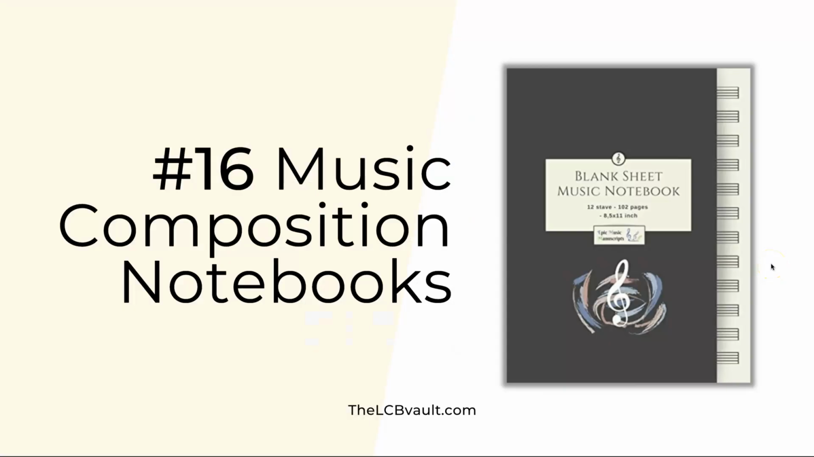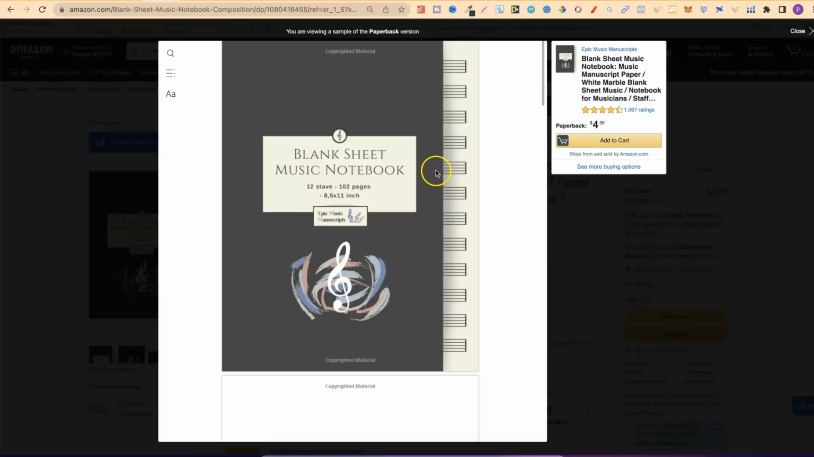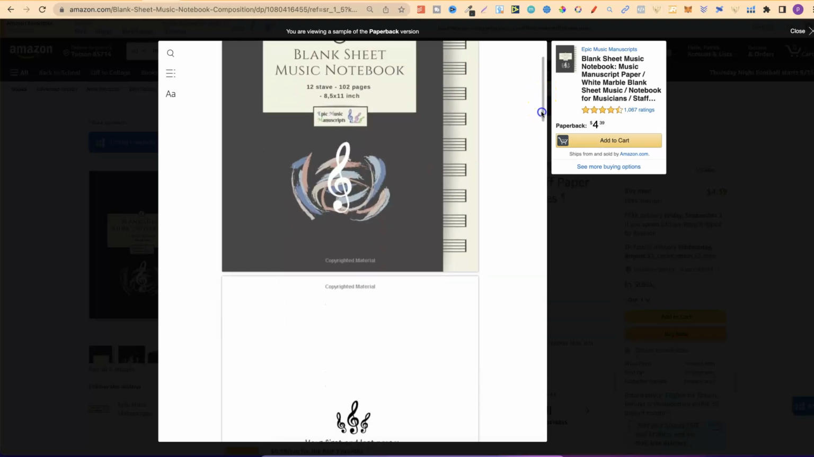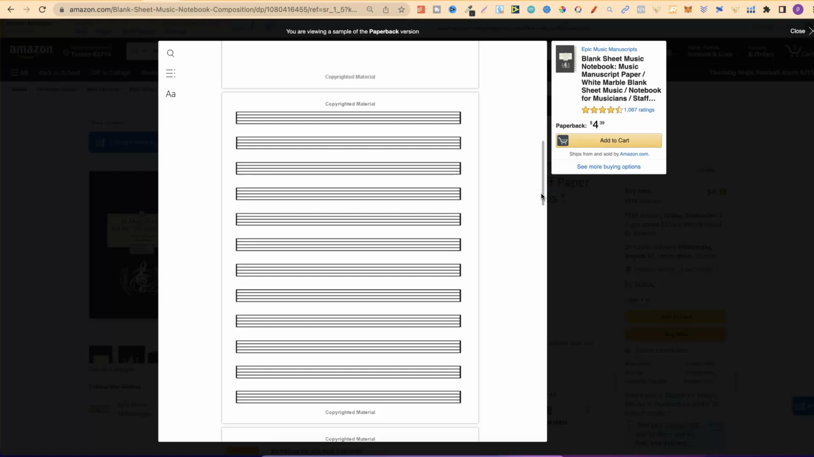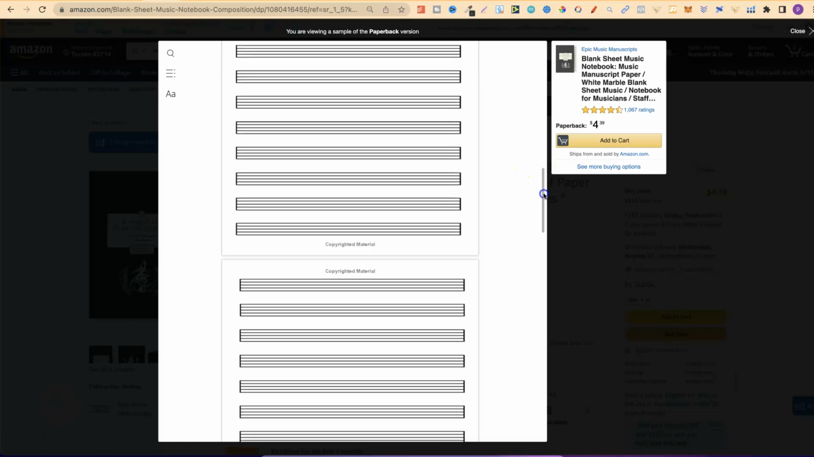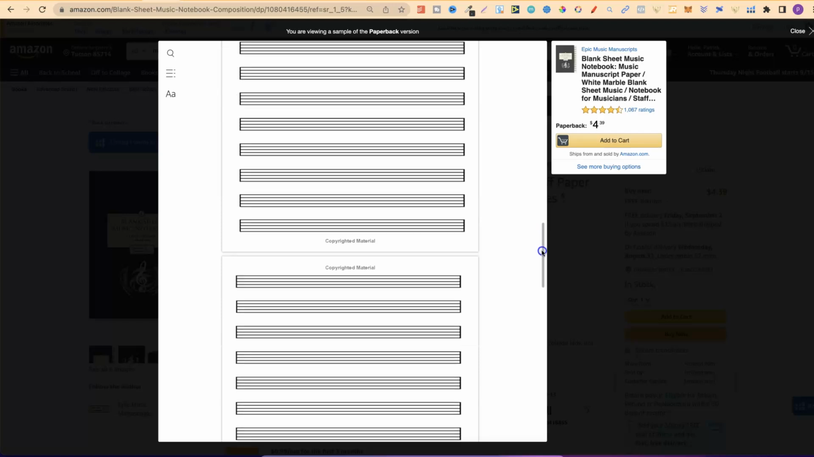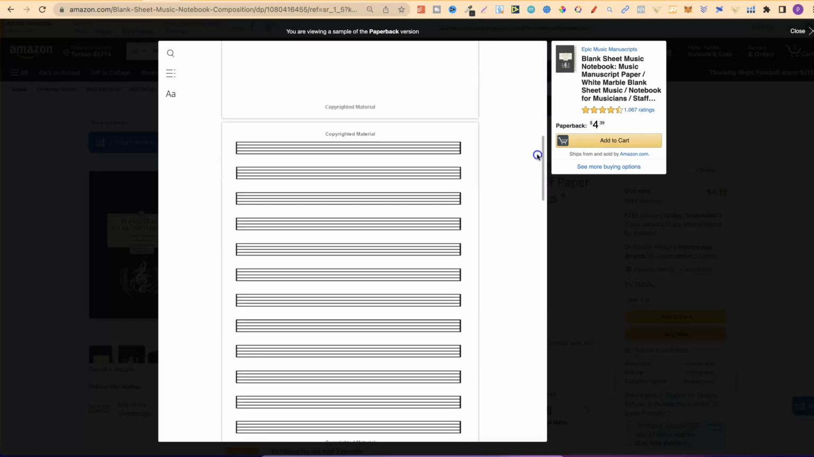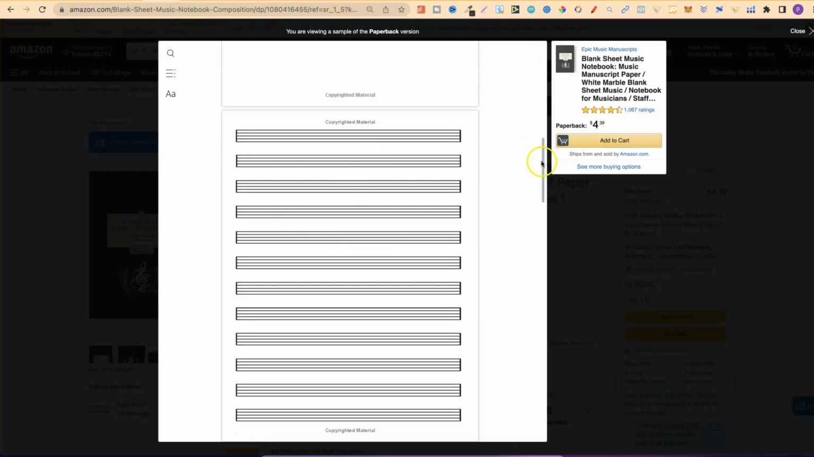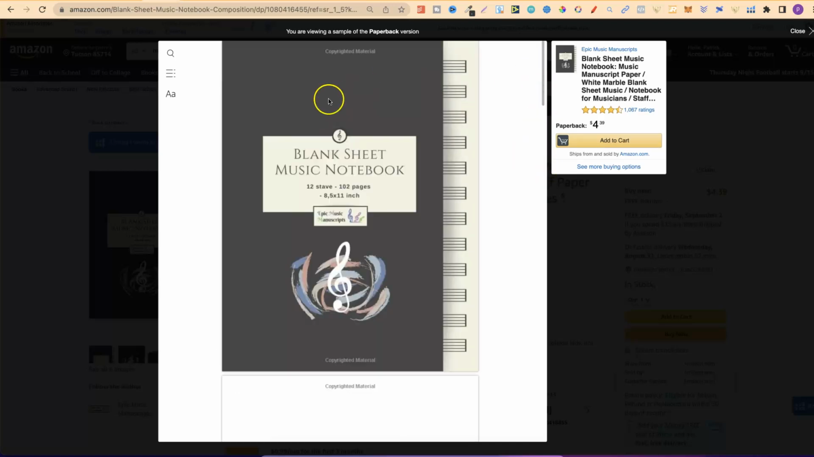Book number 16, music composition notebooks. Now if we come over to Amazon, we can see what this actually looks like, because it's not a composition notebook, it's just manuscript paper. Or should I say blank manuscript paper, and as we can see it's going to be the same throughout the book. Now this is actually pretty easy to create as well. Something like this interior you can actually get from Tangent templates.